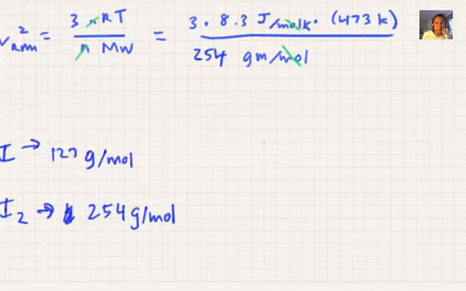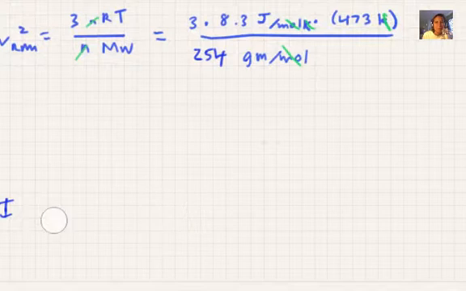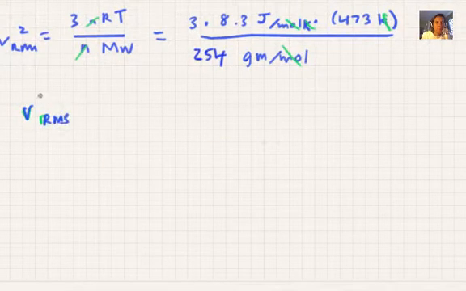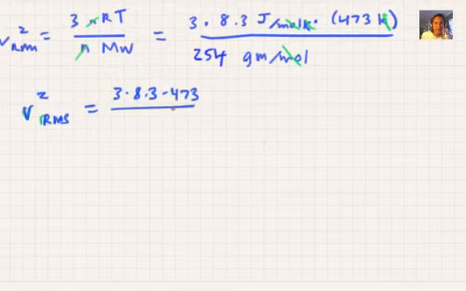Let's see where we're at with the units now in this math. I'm going to cross out moles and Kelvin, so let me just keep the numbers together. V_RMS squared equals 3 times 8.3 times 473 divided by 254, times joules over grams. I'm keeping the numbers together because Pete doesn't have you use calculators. Now a joule, we're going to need to convert that obviously.